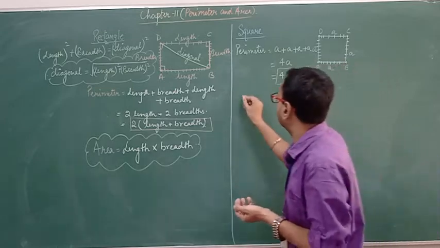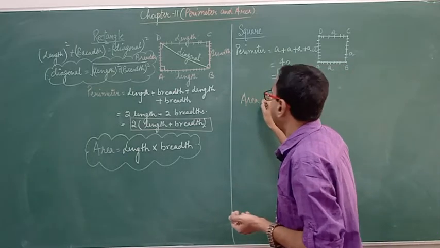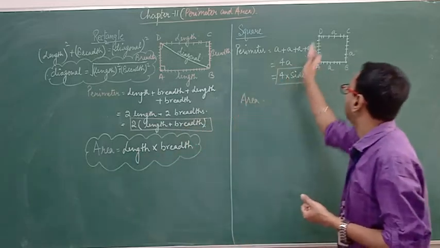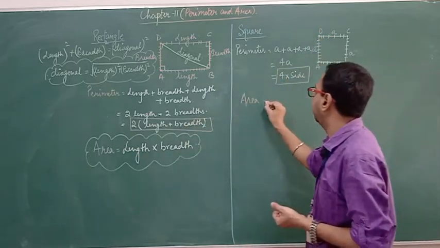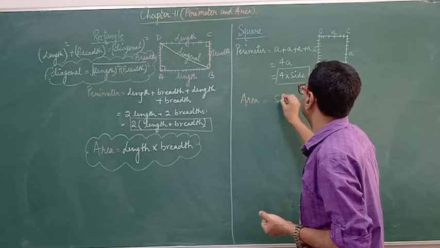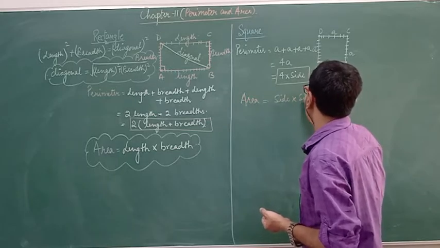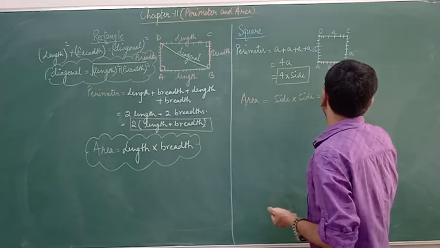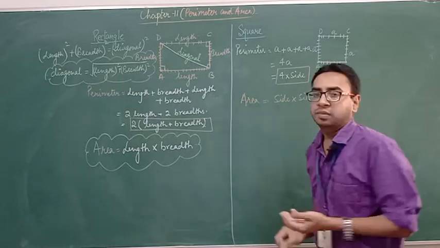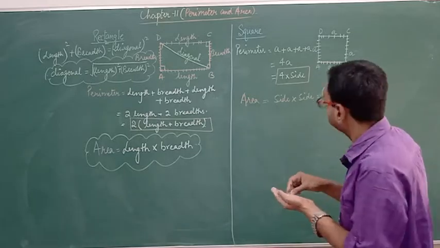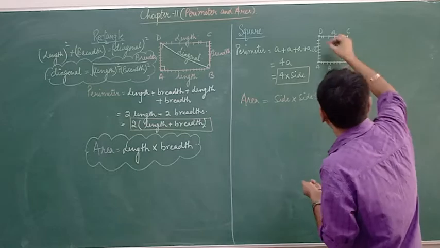Next, area. If area of rectangle is length into breadth, then side into side is obviously the area of a square, that is side square. Are we clear? Diagonal. Let's take the example of diagonal.